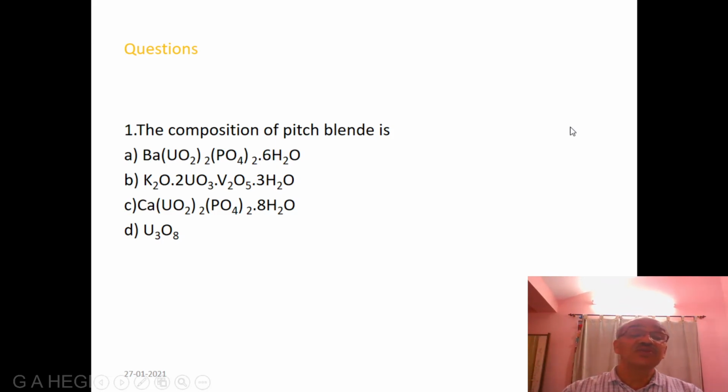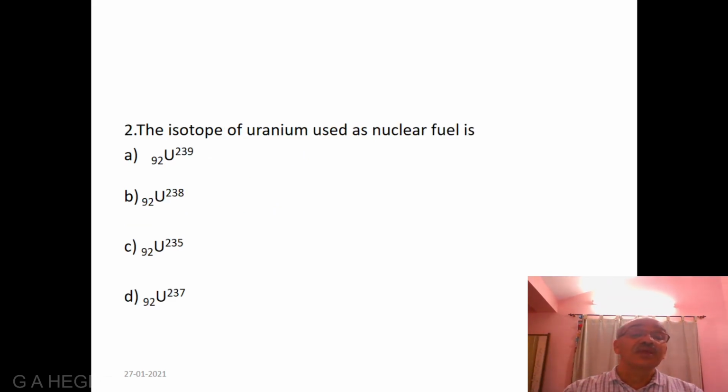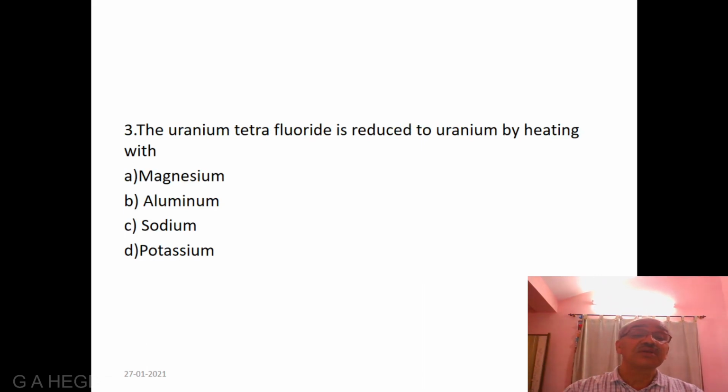The first question is, the composition of pitchblende is? The correct answer is D, U3O8. The second question is, the isotope of uranium used as nuclear fuel is? The answer is C, 92 uranium 235. The third question, the uranium tetrafluoride is reduced to uranium by heating with? The correct answer is A, magnesium.